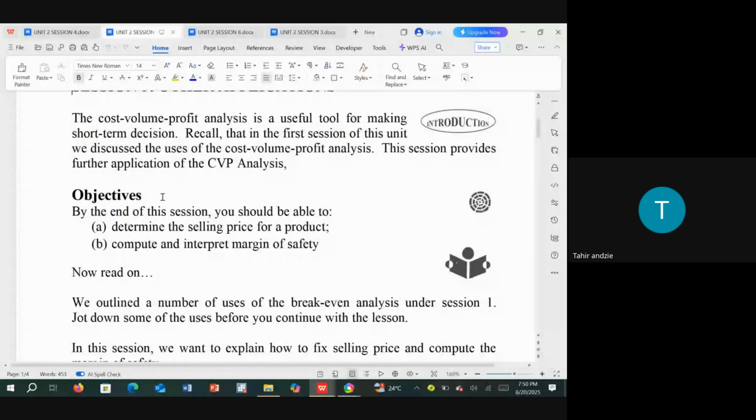So by the time we finish going through the session, you should be able to determine the selling price for a product. You must be able to compute and interpret the margin of safety. Okay, so take notes.